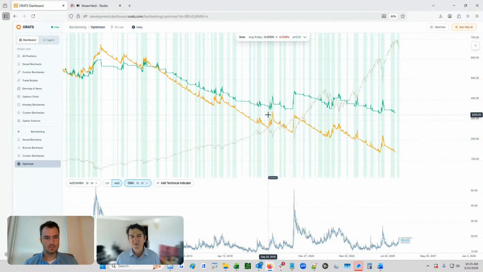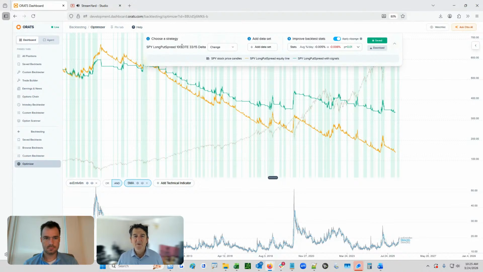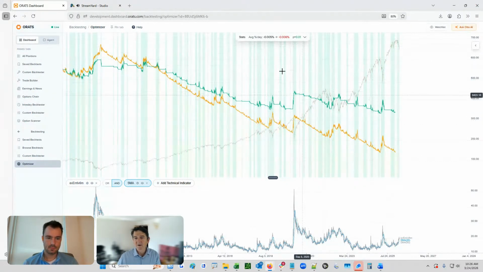And recall as well that this strategy is a long put spread that actually captures 300% profit. So it will get out of the position for you. It's capturing a bunch of these too. So not only would you get out of it, this would get out of it for you, if that makes sense.